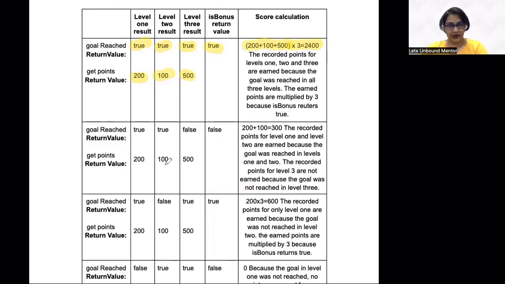So the same way, look at this. If level 1 is reached, 200 points earned. Level 2 is reached, 100 points is earned. So 200 plus 100 is 300, correct? Now, level 3 is not reached, false. So these points are basically not added, right?